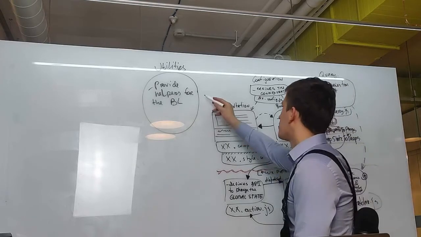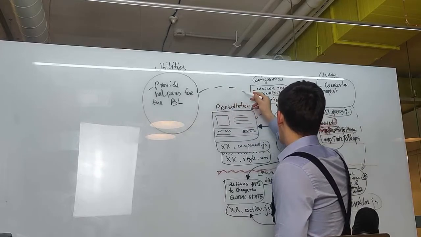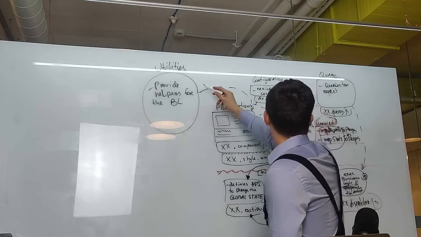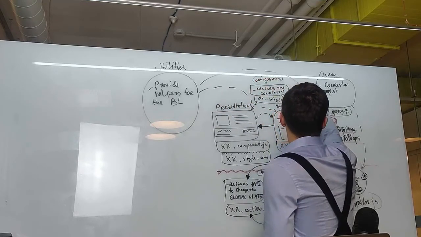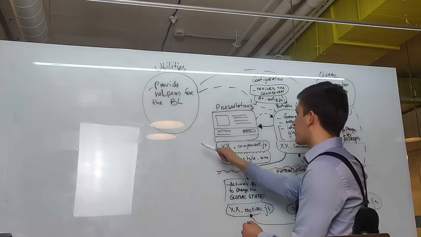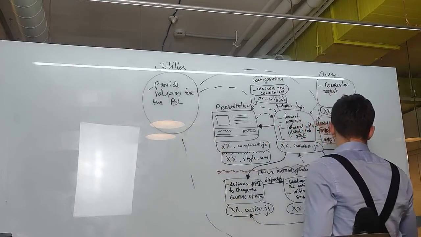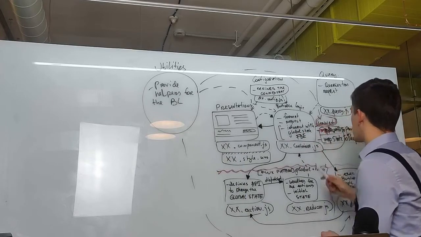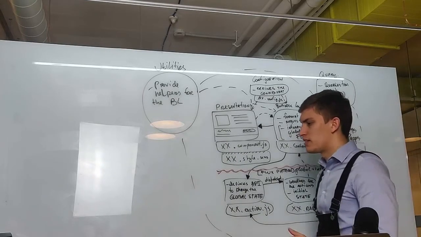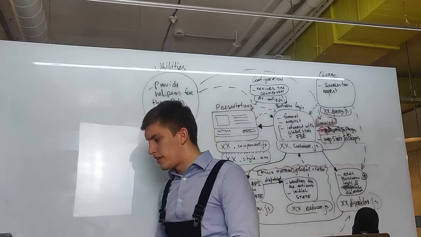So the utilities are connected with the components, with the containers, with dispatchers, so it's everywhere. And also the queries could be connected to dispatchers. So this is the data flow of the application.